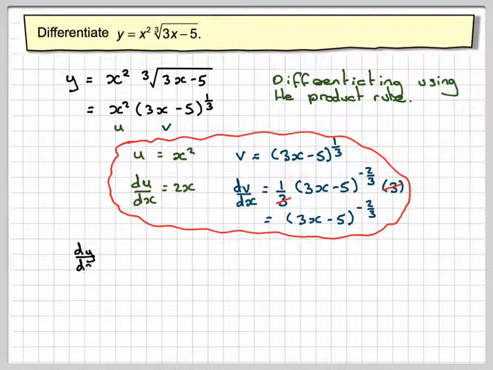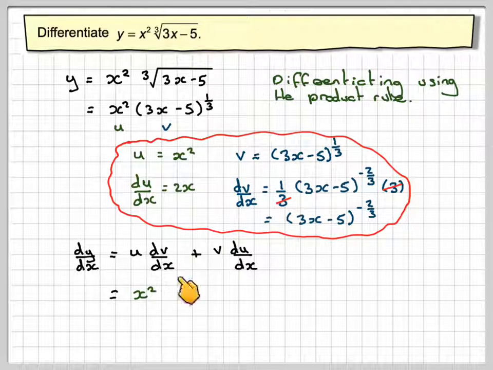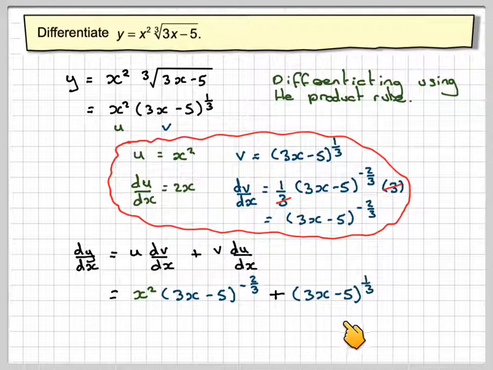So writing down now the product rule, dy by dx is u dv by dx plus v du by dx, and substituting in, we're going to have u, which is x squared, dv by dx, which is 3x minus 5 to the minus 2/3, plus v, which is 3x minus 5 to the 1/3, times du by dx, which is 2x.